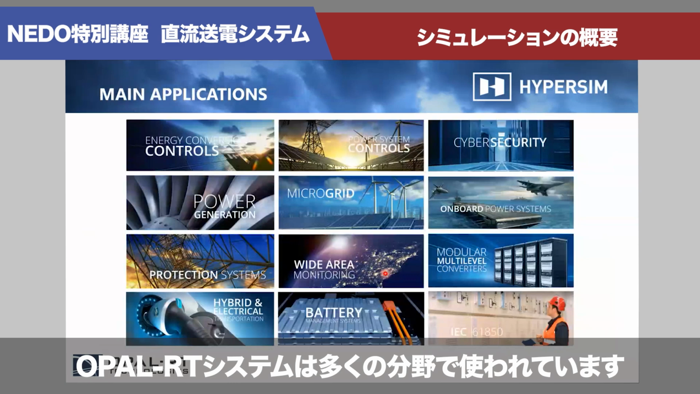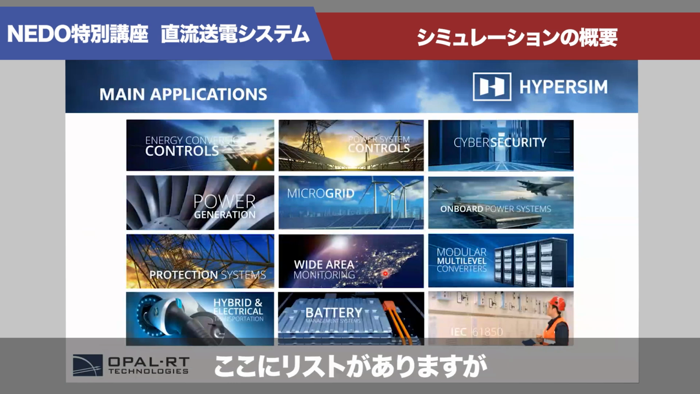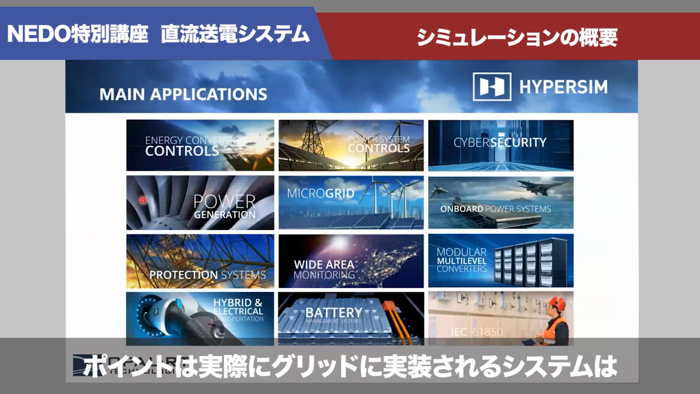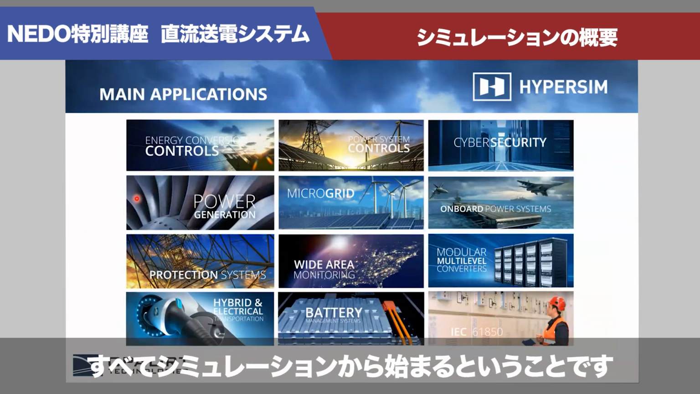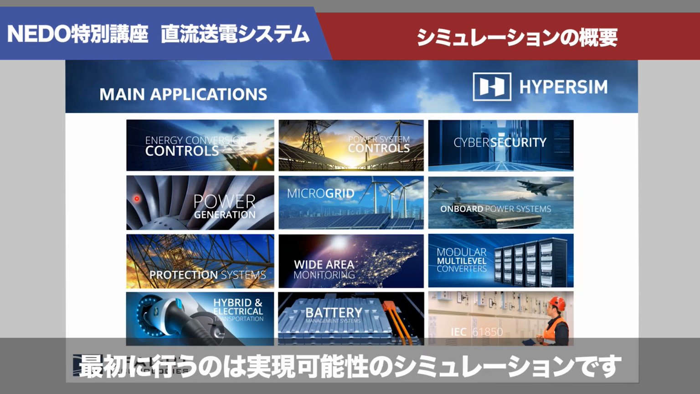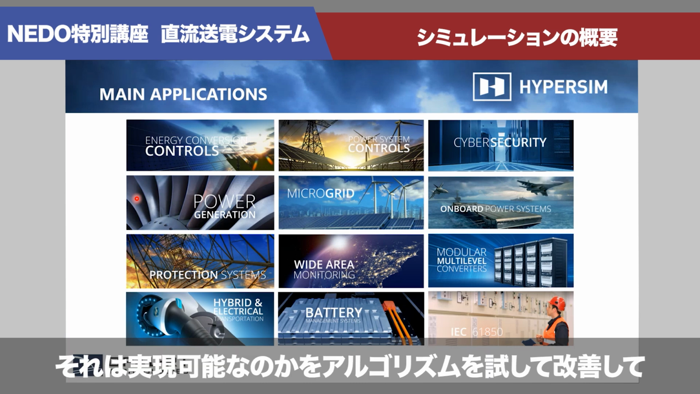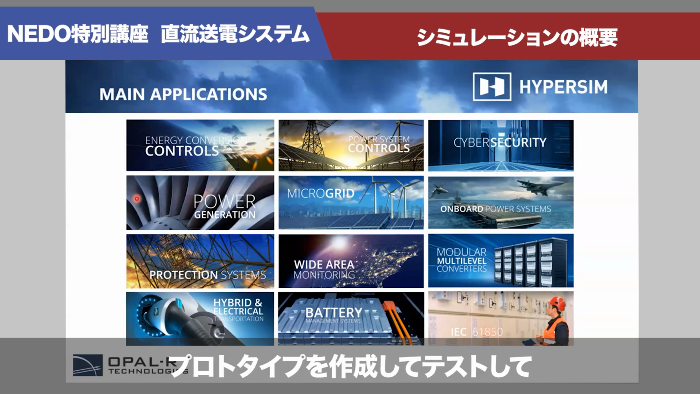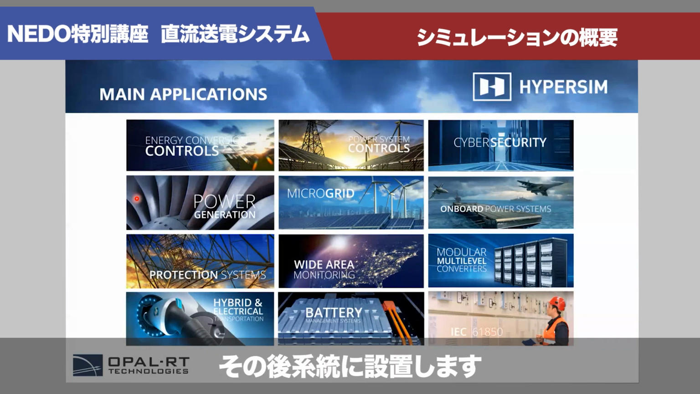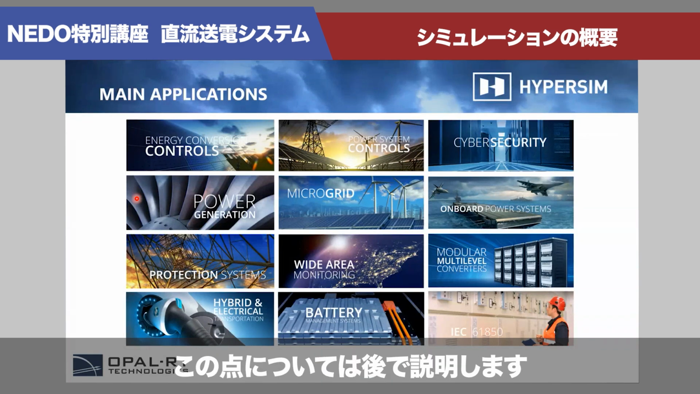Opal RT systems are used in many topics. You have a list over here, and the point is that every system that is actually implemented in the grid starts with a simulation. First, there was a simulation for the feasibility study. Is it possible to be done? You try new algorithms and you improve them until you have a prototype that you test and then you install on the grid. I will come back to this later.